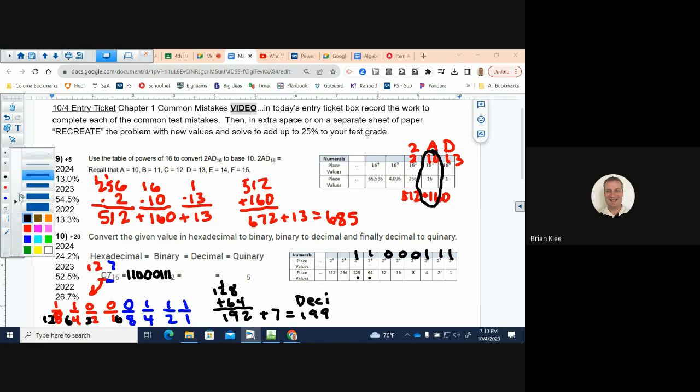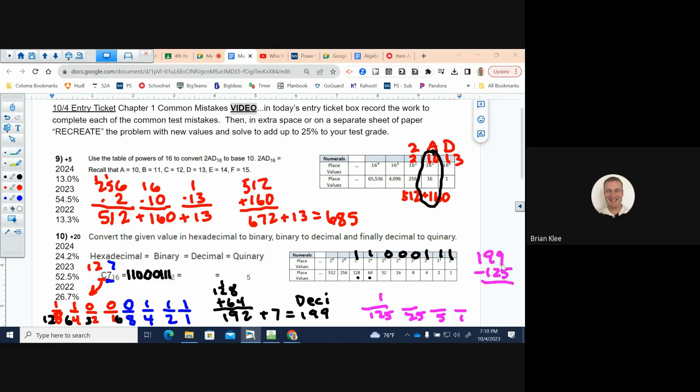Last part, quinary. Quinary is base 5. So I think you got a chart that looked like this. We need 125s and 25s and 5s and 1s. They're all powers of 5. Oh, we got one 125 in 199. Our remainder, whether we write this out or we do this in our head: 9 minus 5 is 4, 9 minus 2 is 7, so 74. How many 25s go into 74? 2 whole ones. 2 times 25 is 50. That leaves 24 left over. How many 5s go into 24? 4. 4 times 5 is 20. 24 minus 20 in my head is a remainder of 4. So in quinary, our number is 1244.